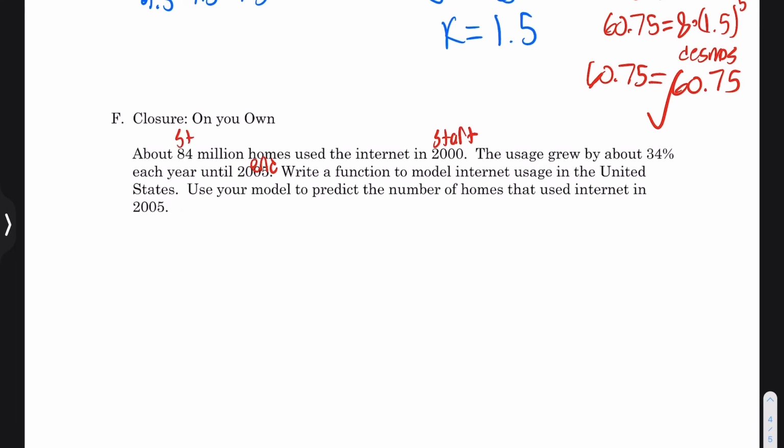Since we only changed by 5 years, make 84 million the starting value, and make 2000 be x equals 0. You get to pick where the starting point is, and since 2000 is the earliest thing that we have in this situation, and we're not going backwards in time, it's fine if we just pick 2000 as the 0 point, the start of our graph. That means 0 goes with 84 million.